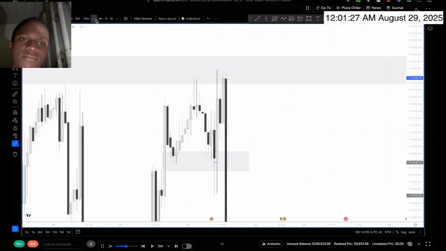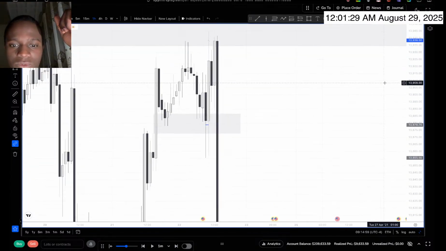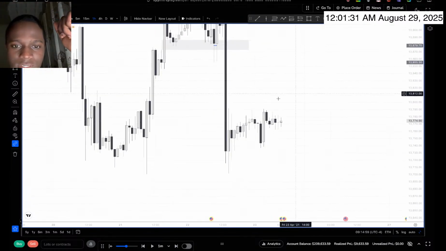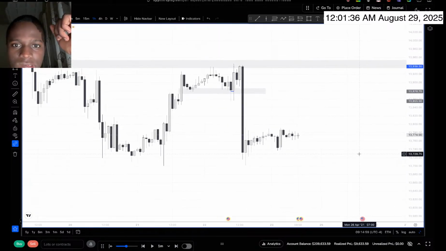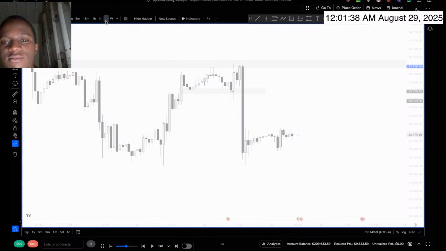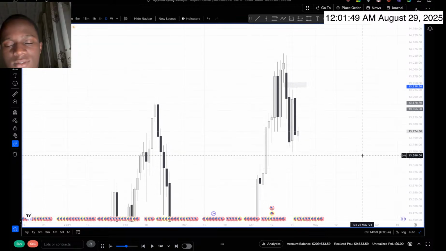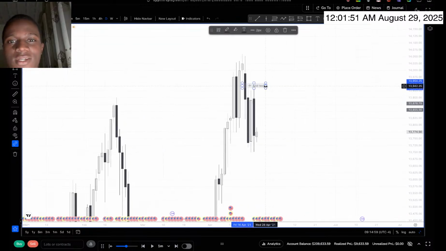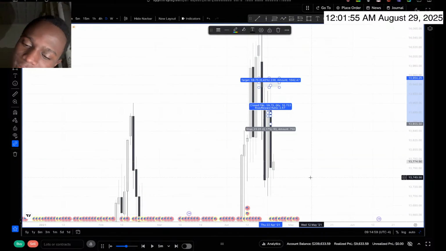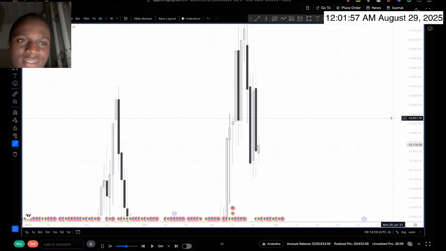Okie dokie. Yo, what just happened here? Yikes. Let's check it on the daily. So looks like the weekly is gonna be screwed up. So here we had this daily fair value gap, and you can see how we rejected it very aggressively.